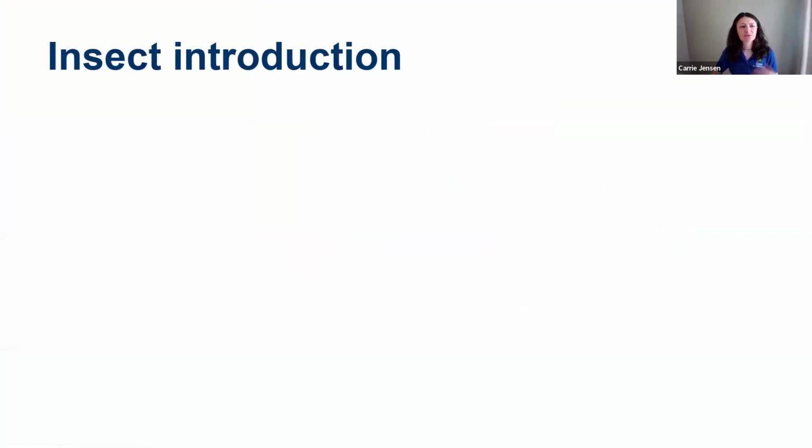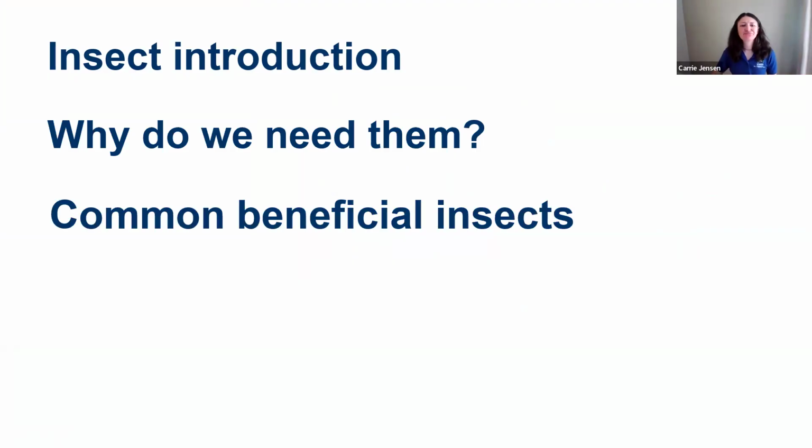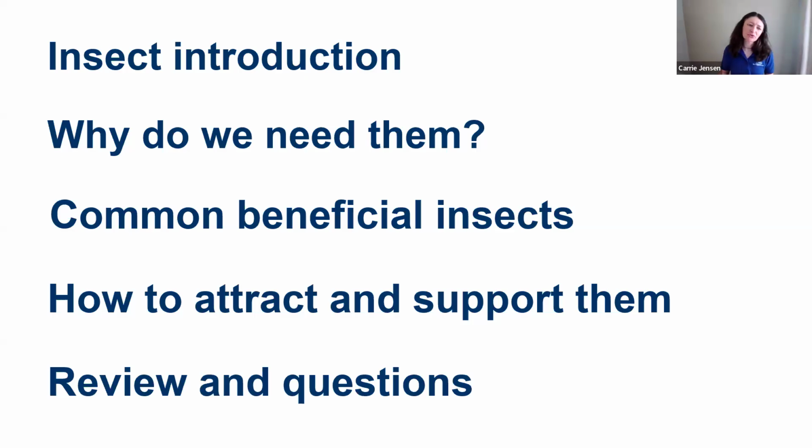Just to start off with, this is the agenda today. We're going to be talking about insects, a little introduction, going back to the basics. We'll look at why we need insects. Then I'll show you a bunch of common beneficial insects. We won't cover every single one, of course, because there are so many, but some of the common ones you can be on the lookout for in your garden. Then we'll talk about how to attract those beneficial insects and support them in your garden. And at the end, we'll go through review and questions.